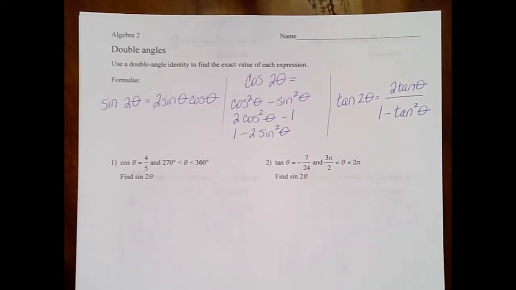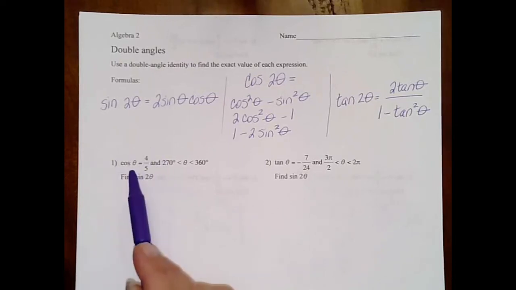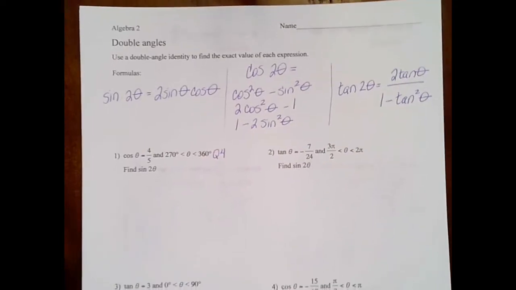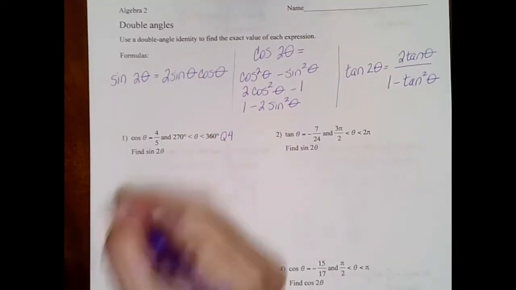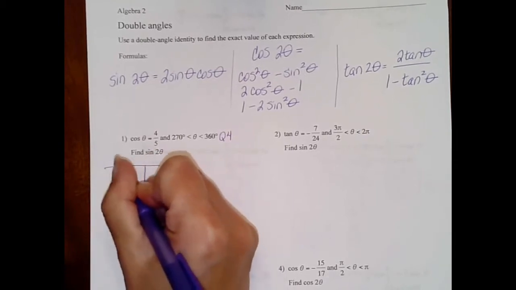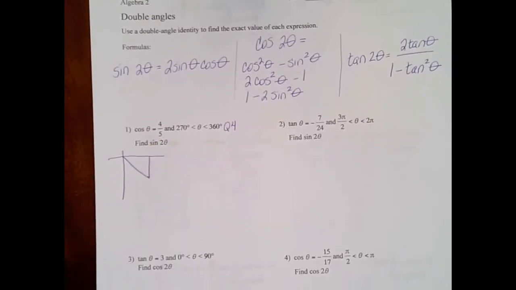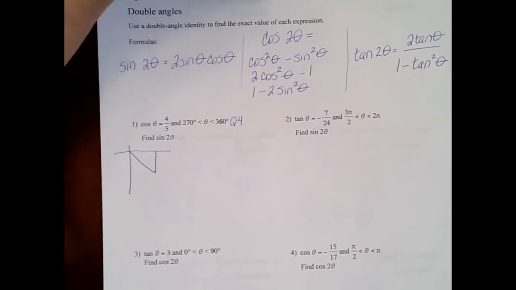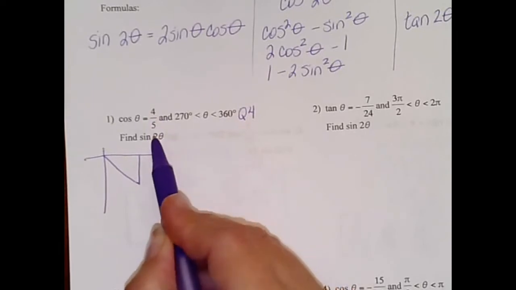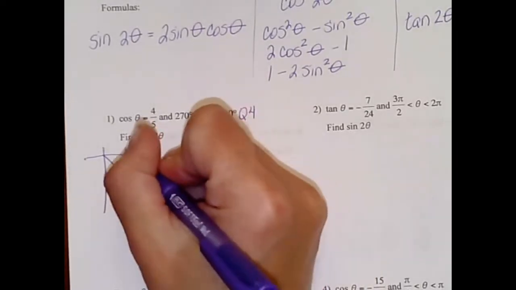Let's begin with number 1. So here we have cosine theta equals 4/5, and we have the information to tell us what quadrant. Start there, Q4. So now I know I'm going to have to start in quadrant 4. Here's my triangle in quadrant 4. Cosine in quadrant 4 is 4/5, so that's adjacent. Here's theta, adjacent over the hypotenuse.